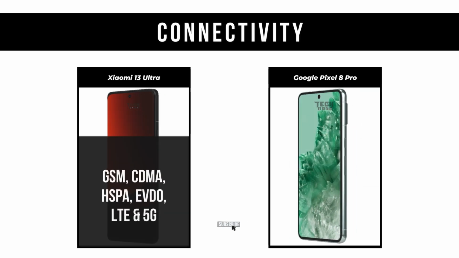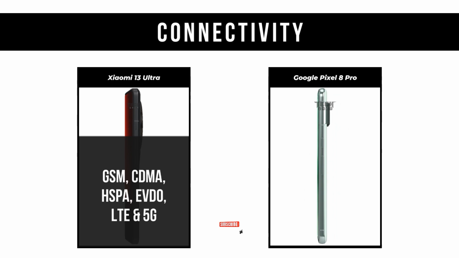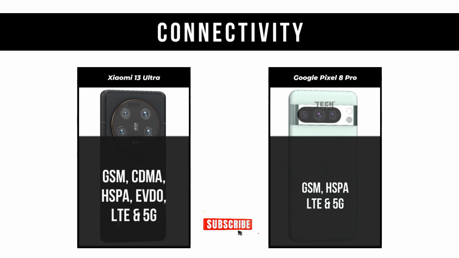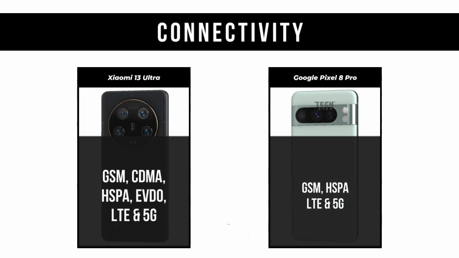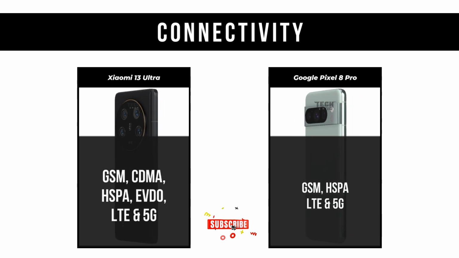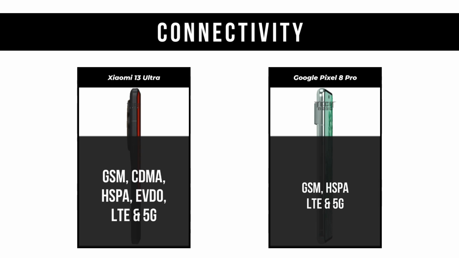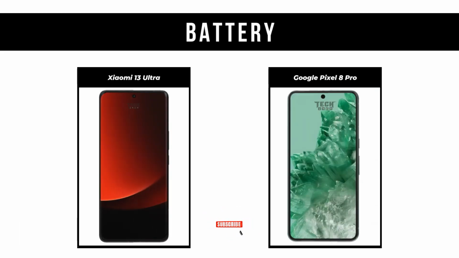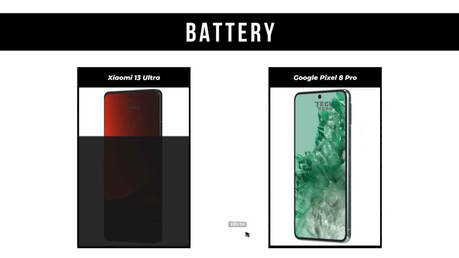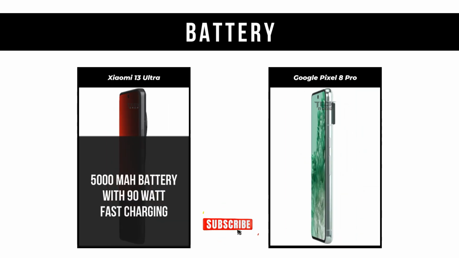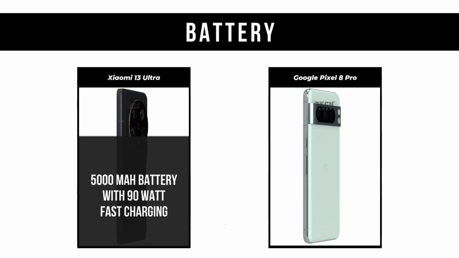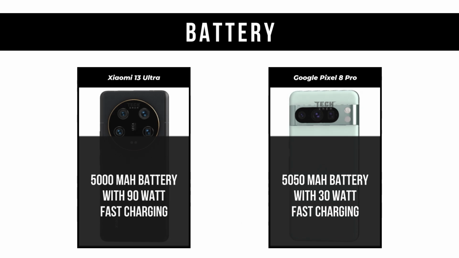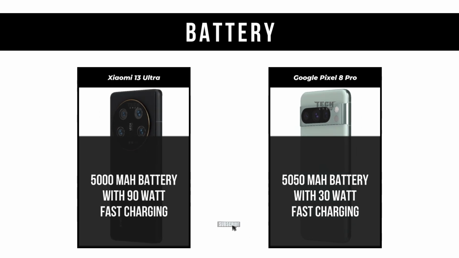Connectivity. Xiaomi 13 Ultra is GSM, CDMA, HSPA, EVDO, LTE, and 5G. Google Pixel 8 Pro is GSM, HSPA, LTE, and 5G. Battery. Xiaomi 13 Ultra is 5000 mAh battery, with 90W fast charging. Google Pixel 8 Pro is 5050 mAh battery, with 30W fast charging.